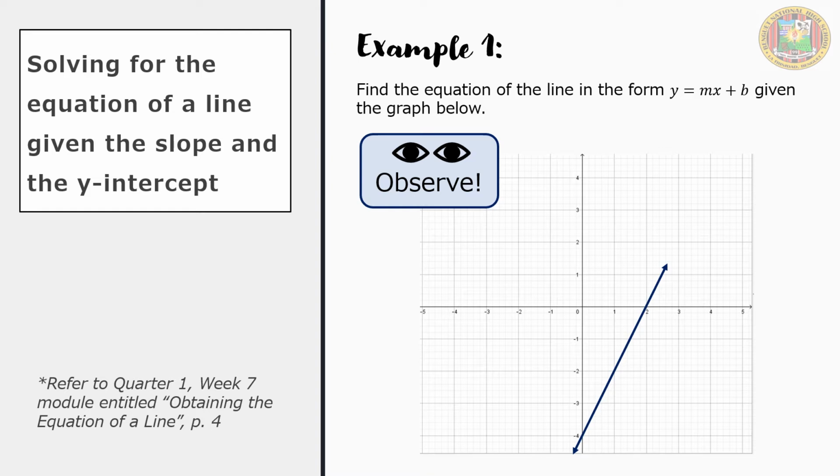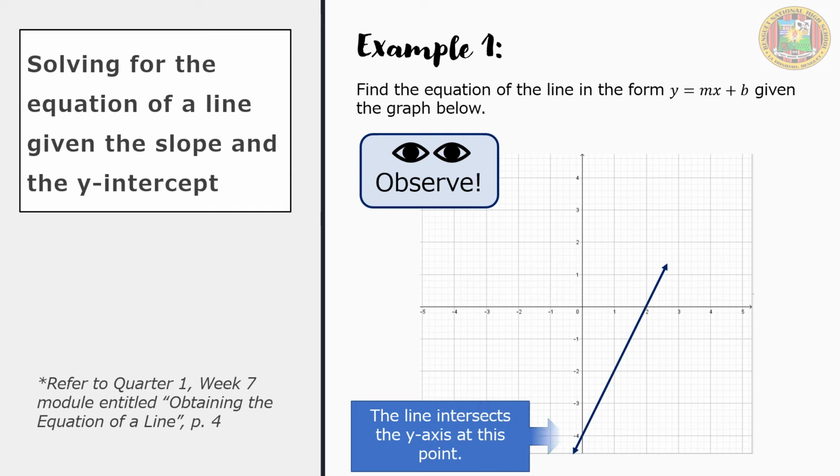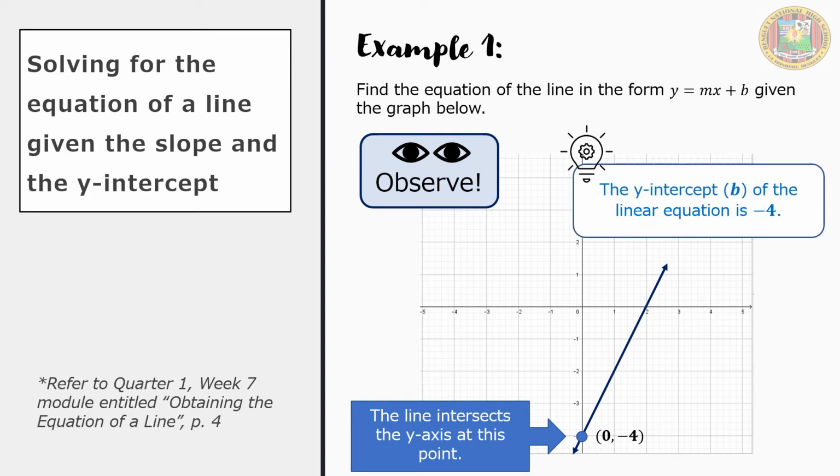Does the graph intersect the y-axis? Yes, we can see that the line intersects the axis at one point which has the coordinates of (0, -4). This means that we have identified the y-intercept, or the point on the linear graph that intersects the y-axis. Since the y-coordinate of the point is -4, then we say that the y-intercept of the graph's linear equation is -4.